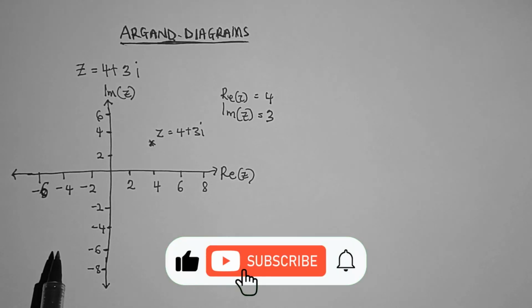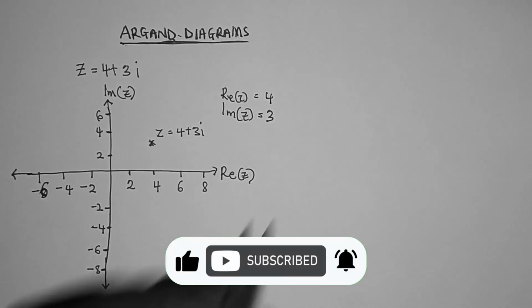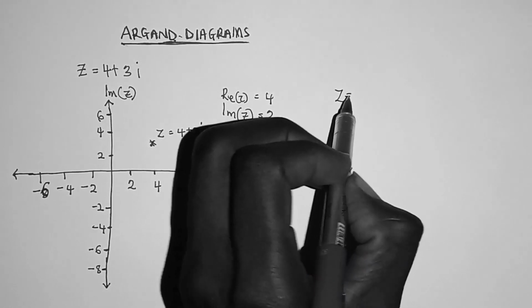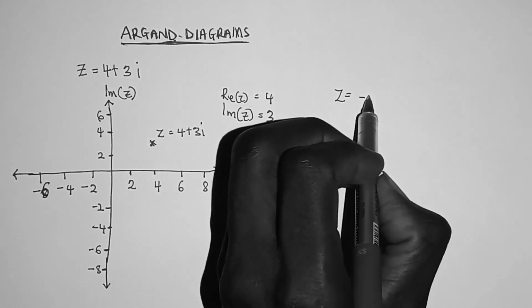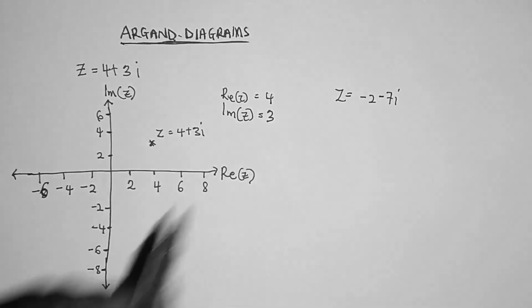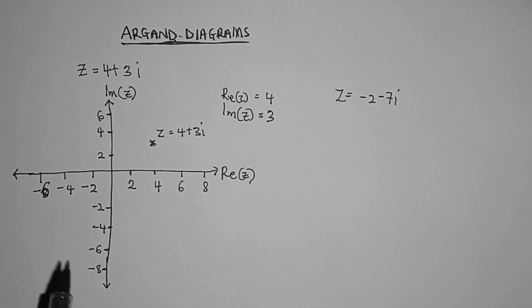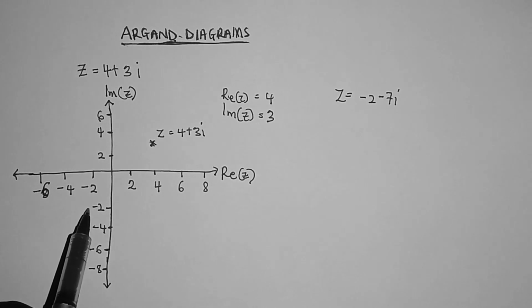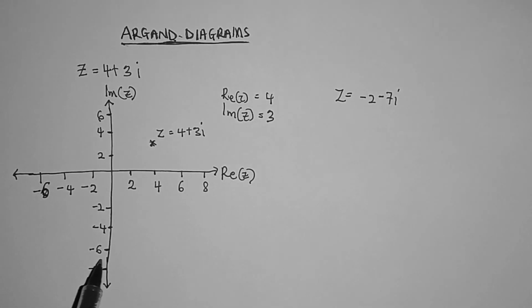What if it was not 4 plus 3i? Let's assume that z is equal to minus 2 minus 7i. Let's plot minus 2 minus 7i. So minus 2 on the real axis, and minus 7 on the imaginary axis. Here is minus 6, so minus 7 is somewhere here, and this is minus 2.